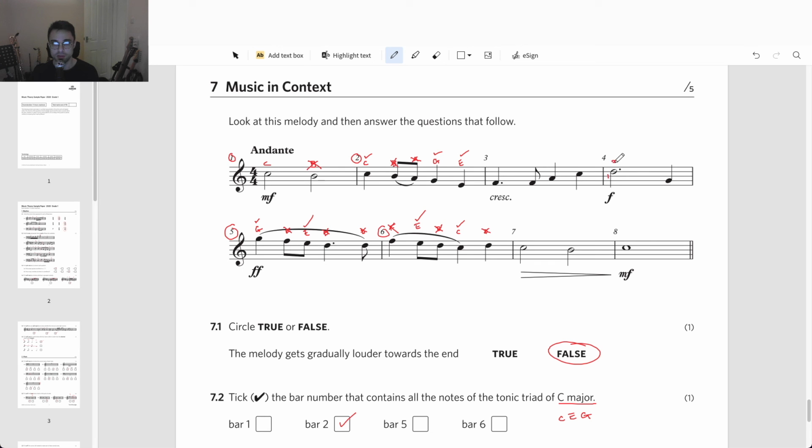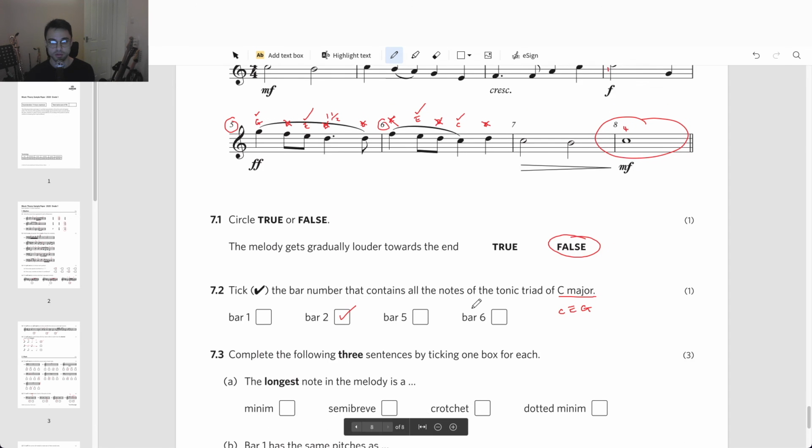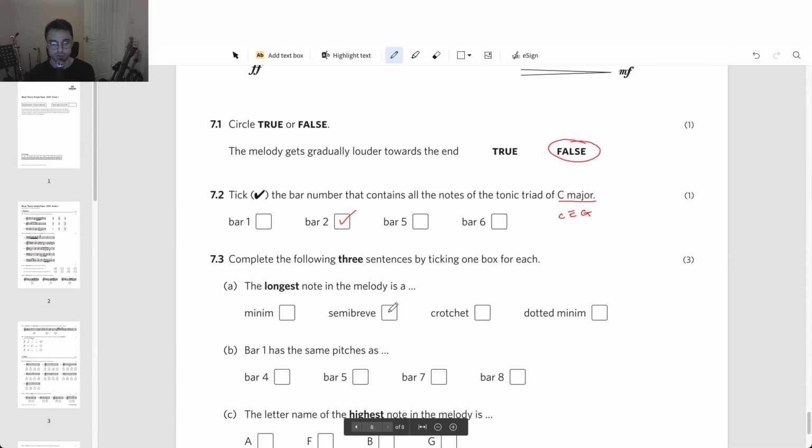A dotted minim is 3 beats. That's 3 beats. That's 4 beats. That's 1 beat. That's a half a beat. And that's 1.5 beats. So yeah, our semibreve is going to be the longest note in this piece of music. So the longest note is semibreve.